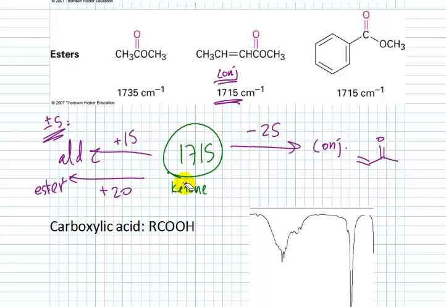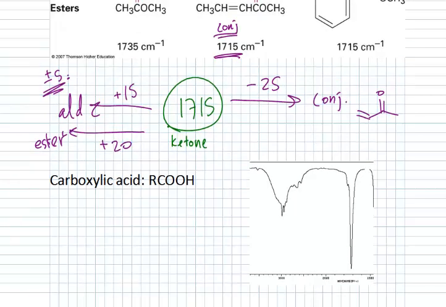So as long as you can remember, I don't think you need to memorize numbers too much, but as long as you can remember that conjugation will lower the frequency because that's taking electron density away. Aldehydes and esters increase the frequency, where the regular ketone is just our original baseline number.